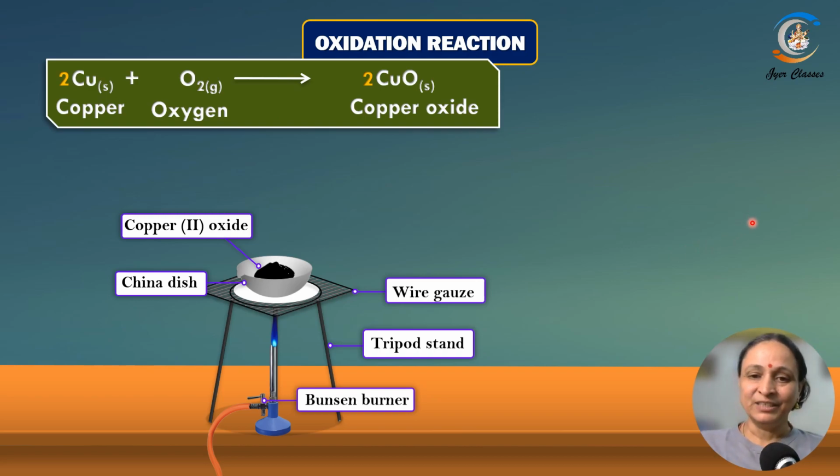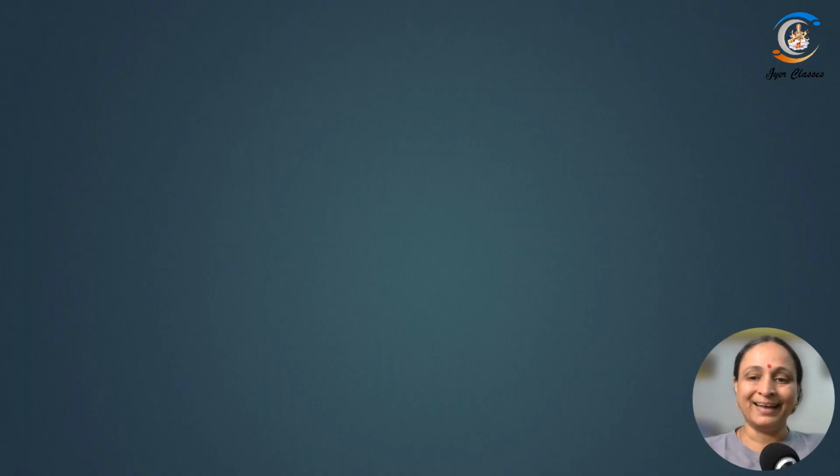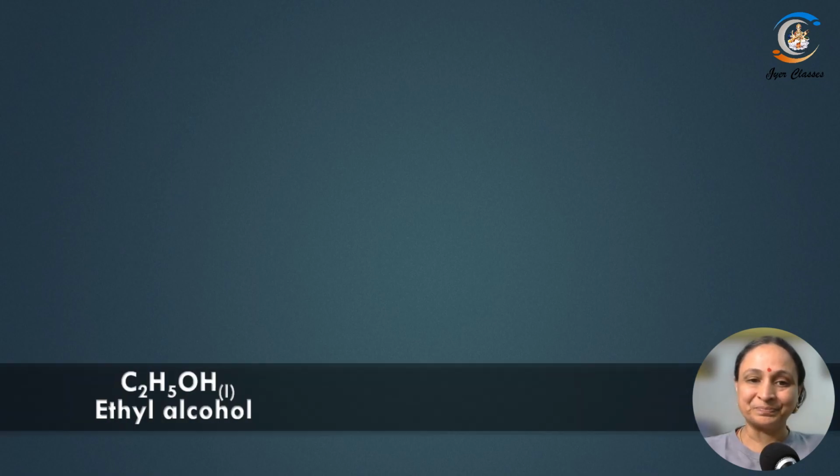Tick. So the balancing of the reaction is very important, as I told you. Don't forget that. If you write only the skeletal equation, it is incomplete. Always balance it, right? Okay. Copper is gaining oxygen to form copper oxide. Let us go to the next reaction and see what happens.